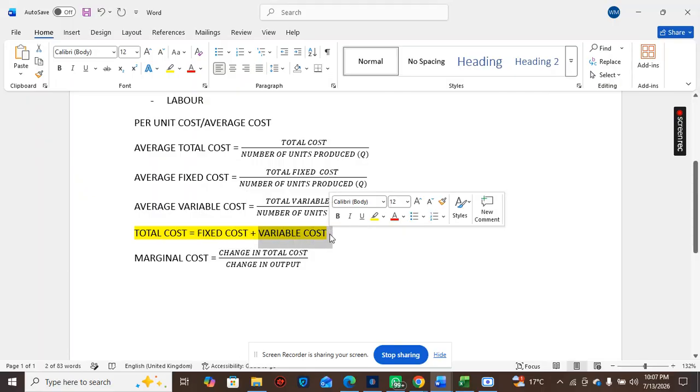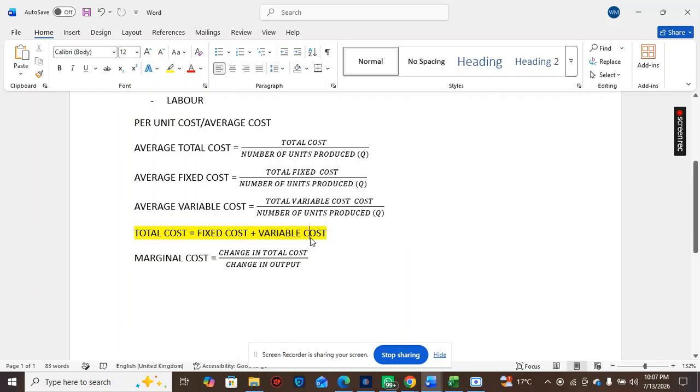Variable costs are costs that are dependent on how much you produce. So if you produce 0 units, you won't have any variable cost. But if you produce 1 million units, your variable cost will increase. For example, the materials. The materials cost is an example of a variable cost.